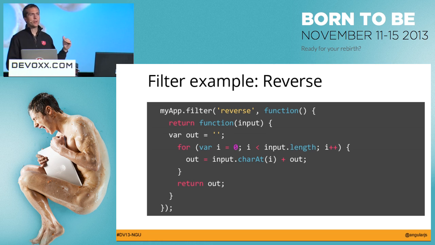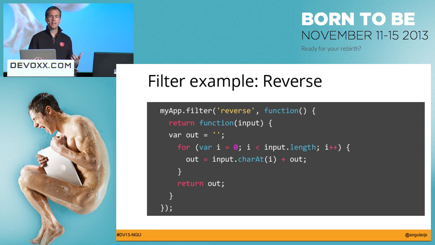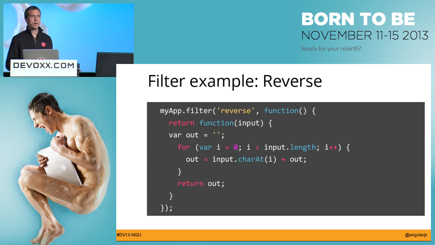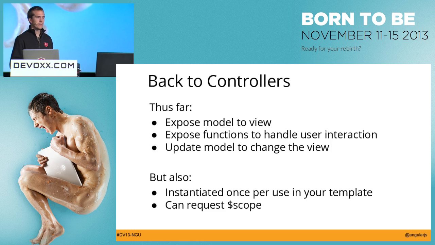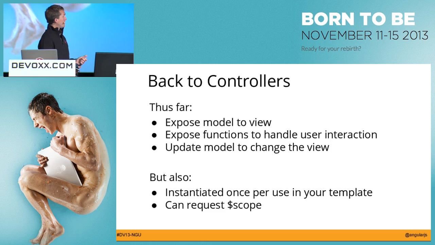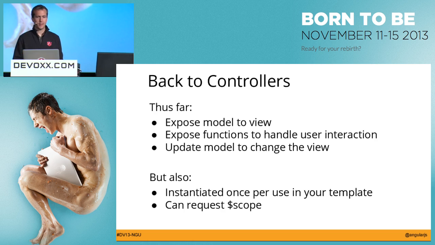So if I want to write my own filter, just like we have registered other things on the application module MyApp, we can just register a filter, which is just a function that gets the input of whatever the expression evaluated to. And then I can do what I want with it, and I return the output. So here's an example of reverse. That will reverse the string. Nothing complex about the code.